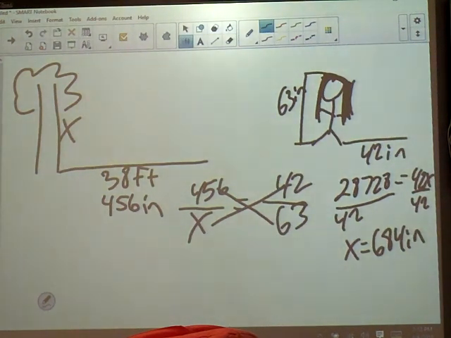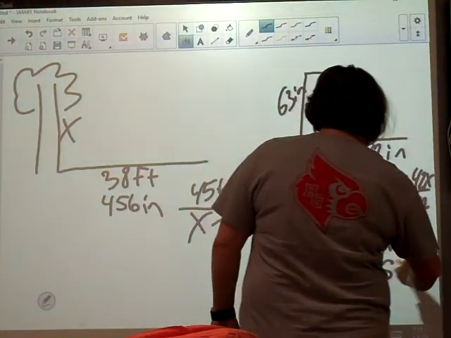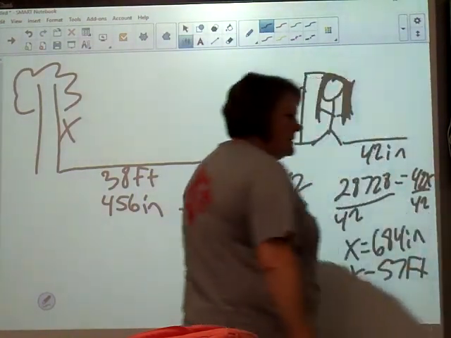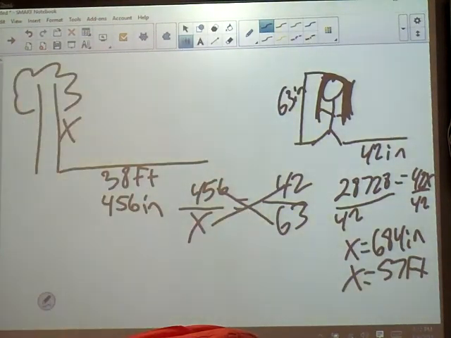Did I do something wrong? 456 times 63. Yeah, I think so. Good. Now let's take that inches to feet. 684 inches, divide that by 12. 57. So my tree, 684 inches, is 57 feet tall. That's a pretty good sized tree. Good job.